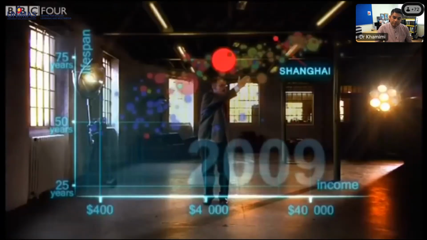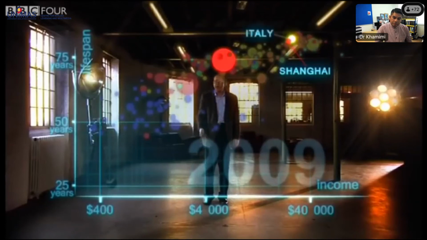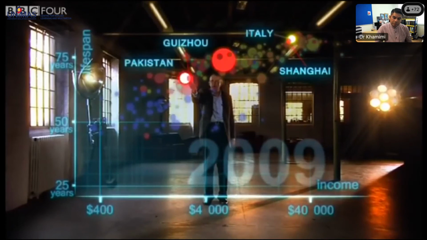There goes Shanghai. It has the same wealth and health as Italy today. And there is the poor inland province Guizhou. It is like Pakistan. And if I split it further, the rural parts are like Ghana in Africa.